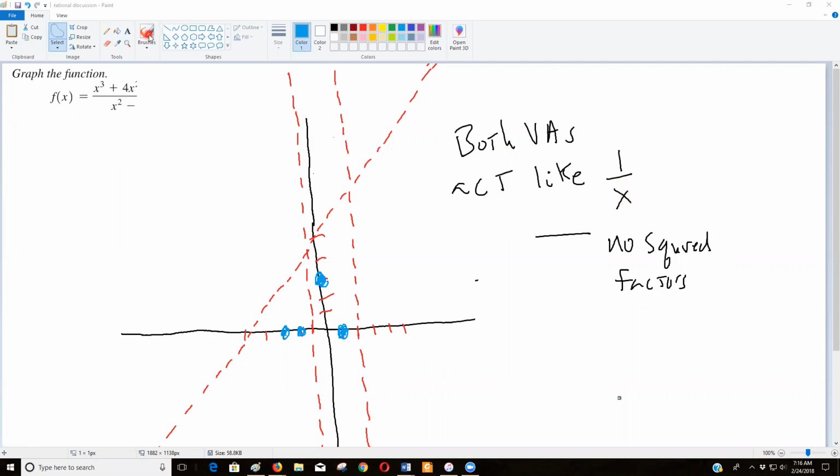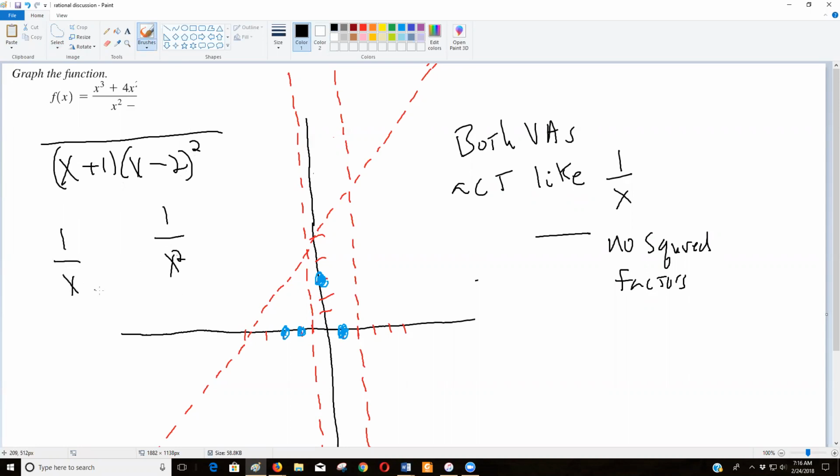As a matter of fact, I think I can recreate that. Let's come back here. I know there's a vertical asymptote at x equals -1. I know there's a vertical asymptote at x equals +2. Neither of these factors in the denominator are squared. If one of these were squared, then that asymptote would act like 1 over x squared. But because it's not, we know they're all just going to act like the toolkit function 1 over x.